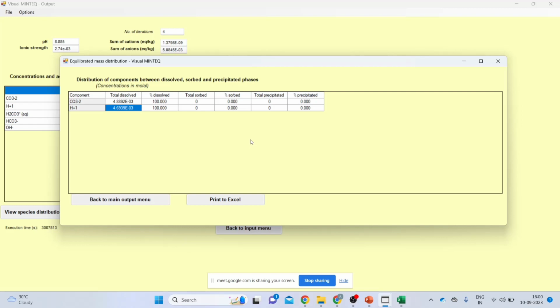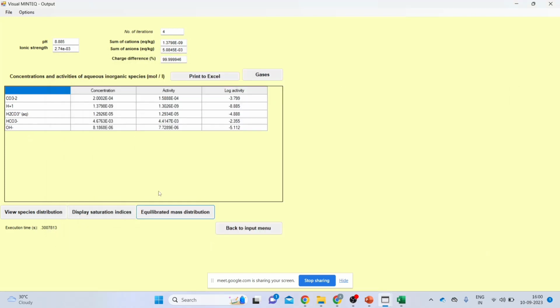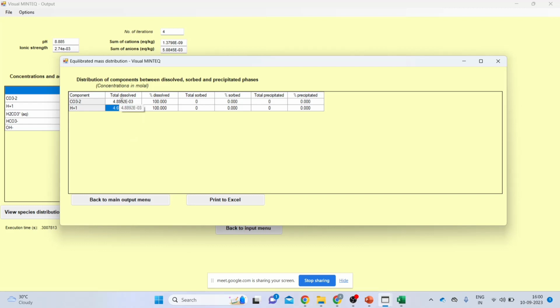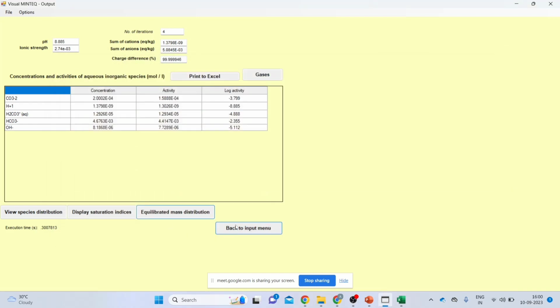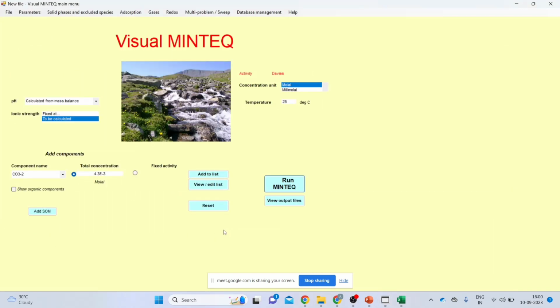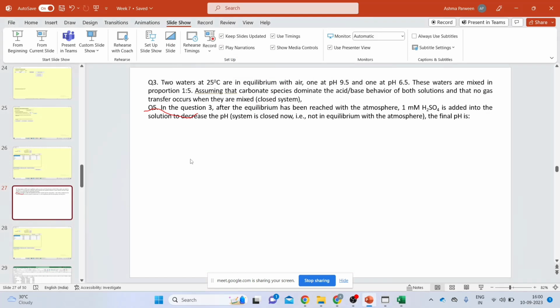Either we can find the total H and total carbonate concentration by printing this to Excel, or we can directly see from the equilibrated mass distribution, because all the species are in dissolved form. So we can also get the total concentration of the components carbonate and H plus from here. Now we are adding H2SO4 and the system is closed. So let's go back to the main menu and let's see how much H2SO4 we are adding.